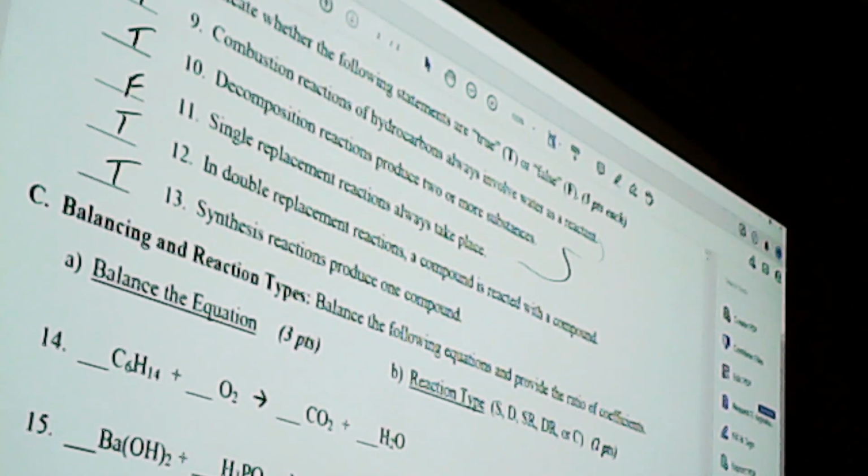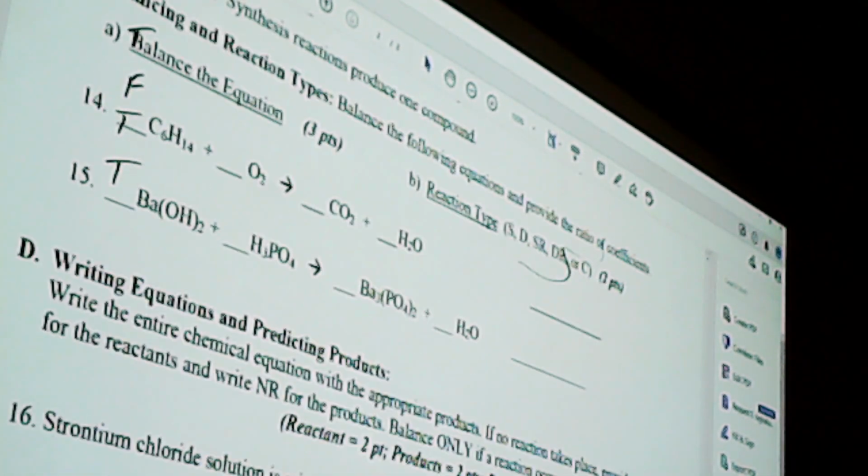Huh? Like, have you looked at it yet, or you just want me to spoon feed it to you? You want me to explain it? Yeah. Single replacement reactions always take place. Oh, yeah, never mind. Good enough? That doesn't happen because of the activity series, right? That was in the previous question, all right?